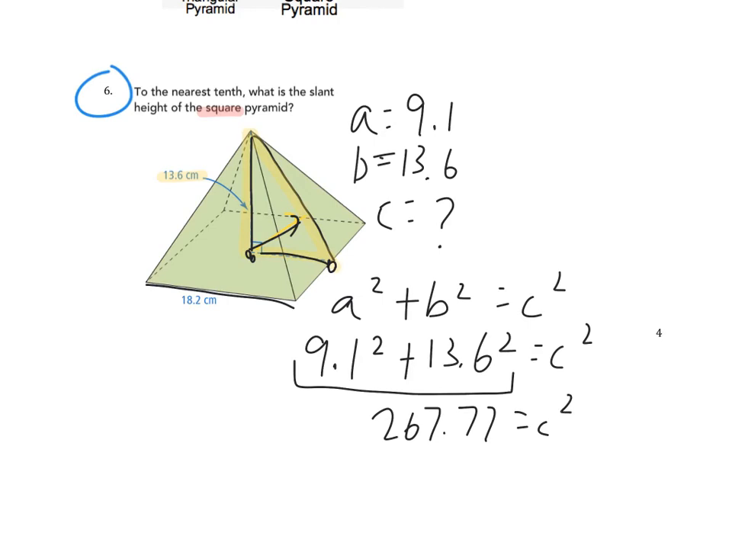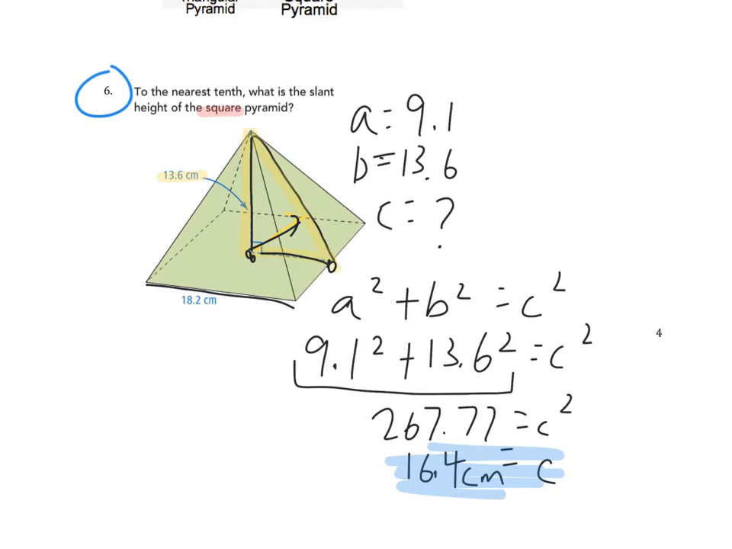That equals c squared. Now I need to square root that to figure out c. So second x squared, second answer, I get 16.4 rounded to the nearest tenth, which is 1 decimal place. 16.4 centimeters. So the slant height of this pyramid would be 16.4. The slant height actually helps you find the surface area. We don't need to do that right now, but that's what it would help you find.